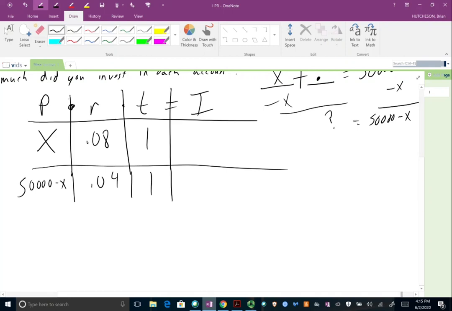X plus the $50,000 minus X. X and minus X cancels out. Leaves me $50,000. Those two parts have to add up. Well, I'm really not going to worry too much about multiplication by 1 year. So my interest is just my rate times the principal, X. This one is the rate times the principal of $50,000 minus an X.